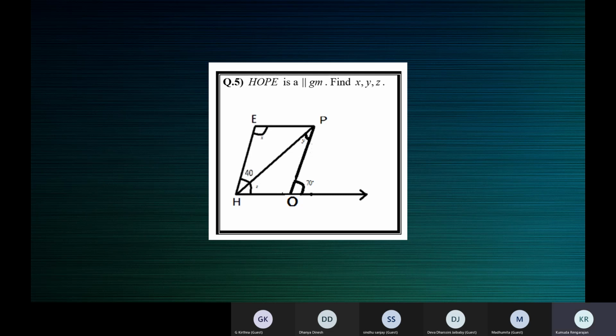Should we pick up from here? Am I showing you the right question, children? We completed this, ma'am. All right. Okay, let's recall.